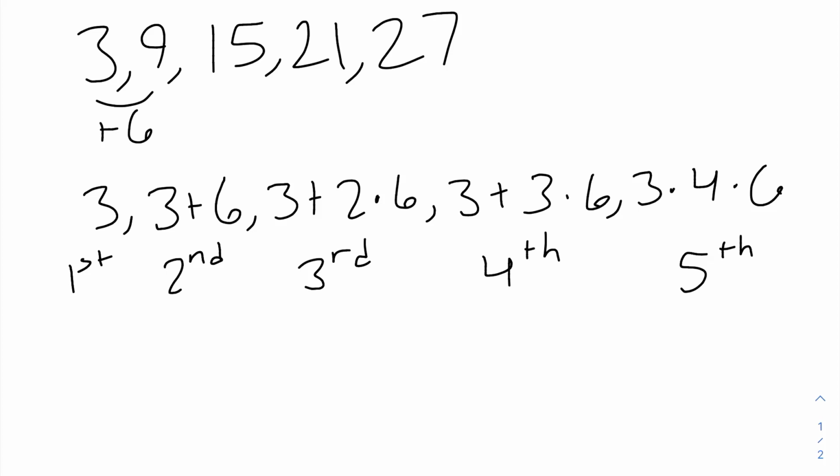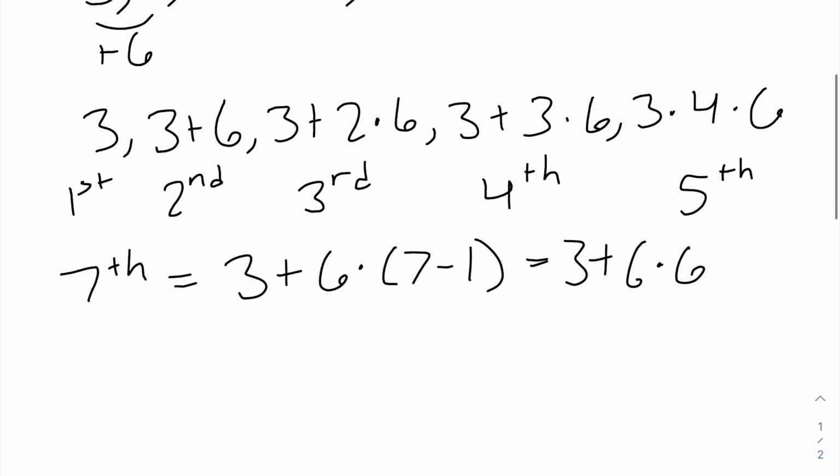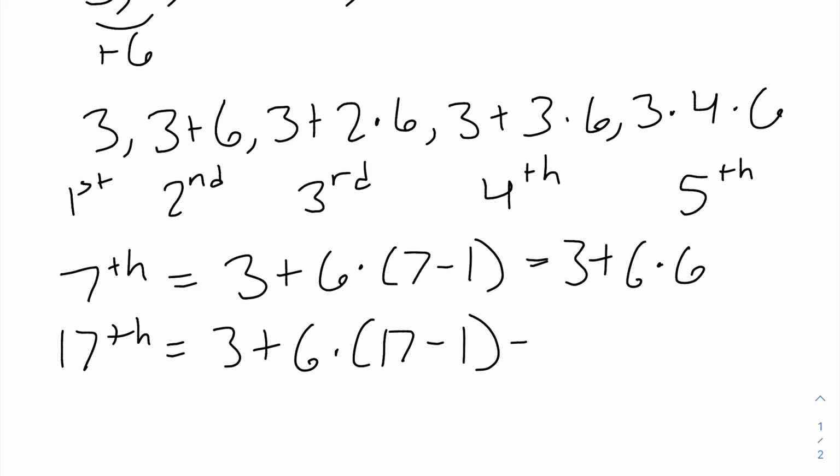If this is a bit confusing, one way to put it is, let's say the seventh term in this case would be equal to 3 plus 6 times 7 minus 1. That's just 3 plus 6 times 6. So we can use this information to find the 17th term. The 17th term should just be 3 plus 6 times 17 minus 1, which is 3 plus 6 times 16, which is 99. So now let's try and generalize this.